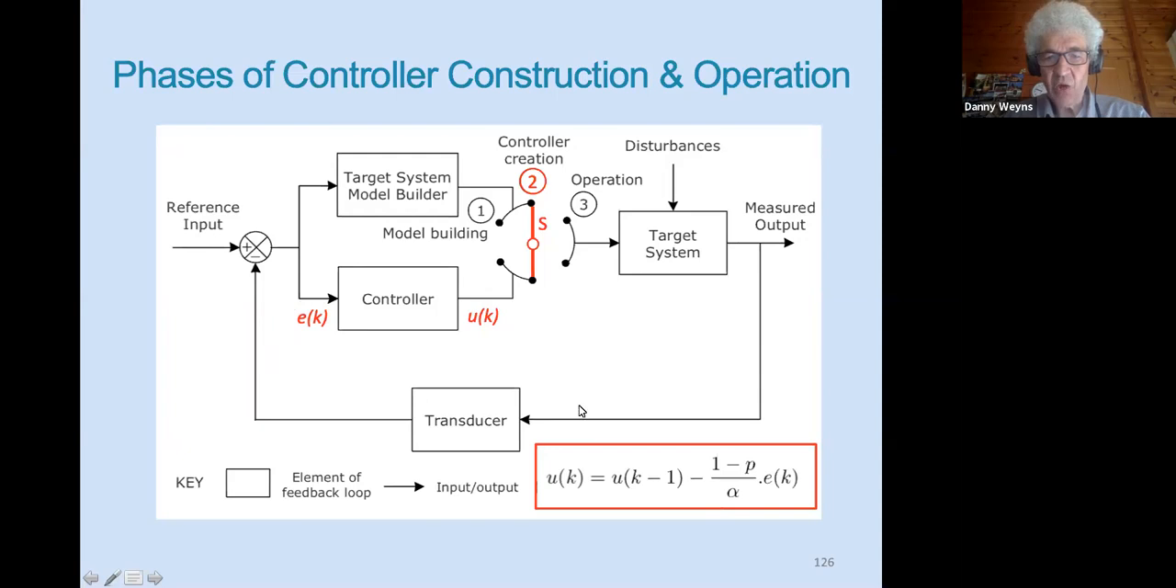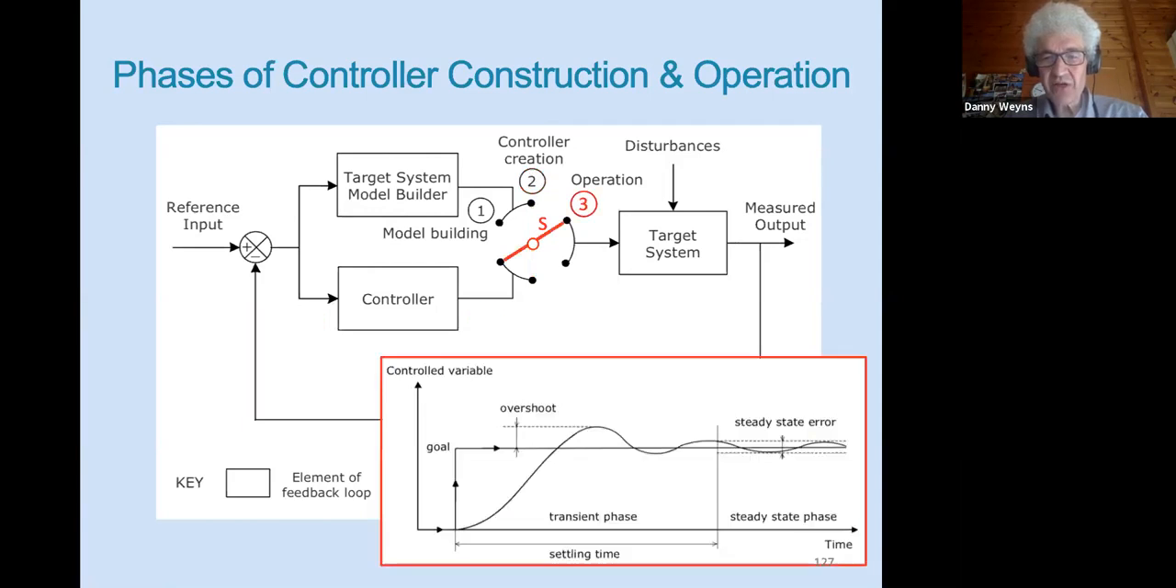The error means the output of the system compared to the reference input that I need, and the reference input is my goal. The control error is then used to compute the new control input for the target system. And the P is a value that is called a pole. It's a parameter that we can set that determines basically the behavior of the controller. And the alpha is the slope of the curve of the model of the system that we have determined in the previous step. And now the controller can be enacted.